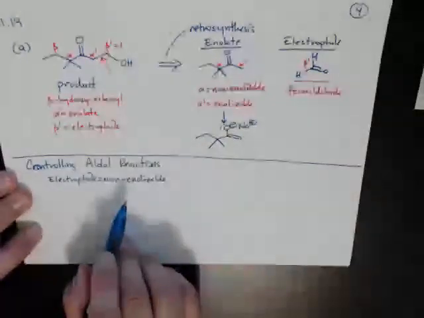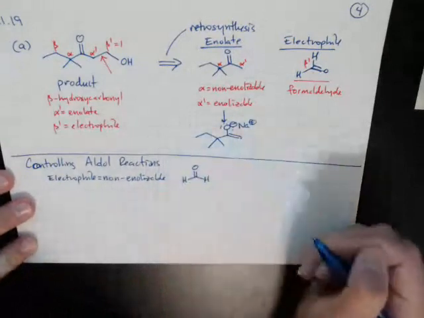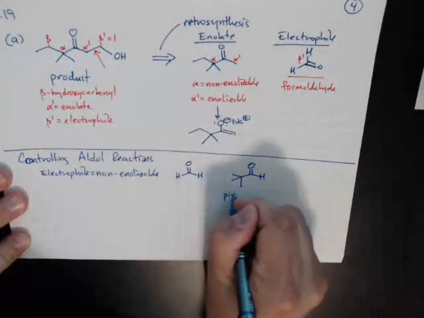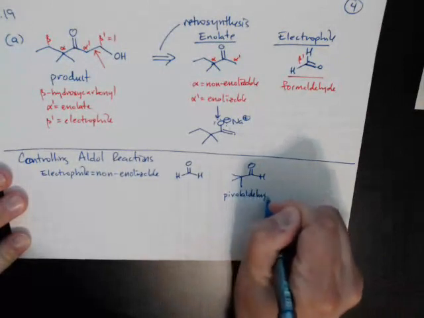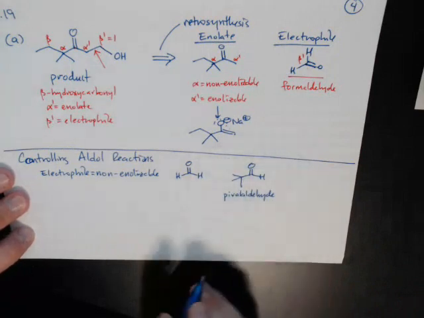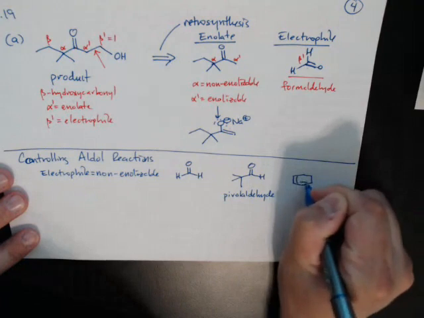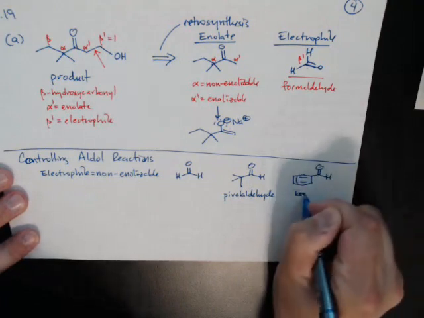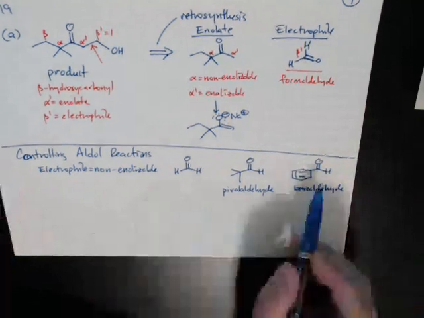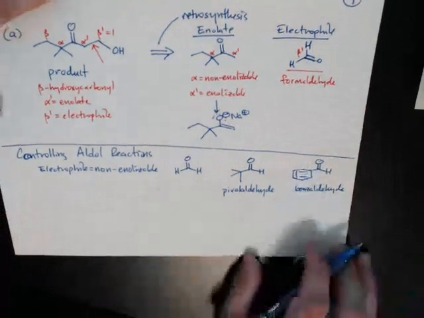So what are some of the other non-enolizable aldehydes? So we saw formaldehyde. This compound is called pivalaldehyde. It has an alpha carbon with 3 carbons. It's non-enolizable, so it can only act as an electrophile. And then another one is benzaldehyde. So the alpha carbon bears no hydrogens. So these are all non-enolizable aldehydes.